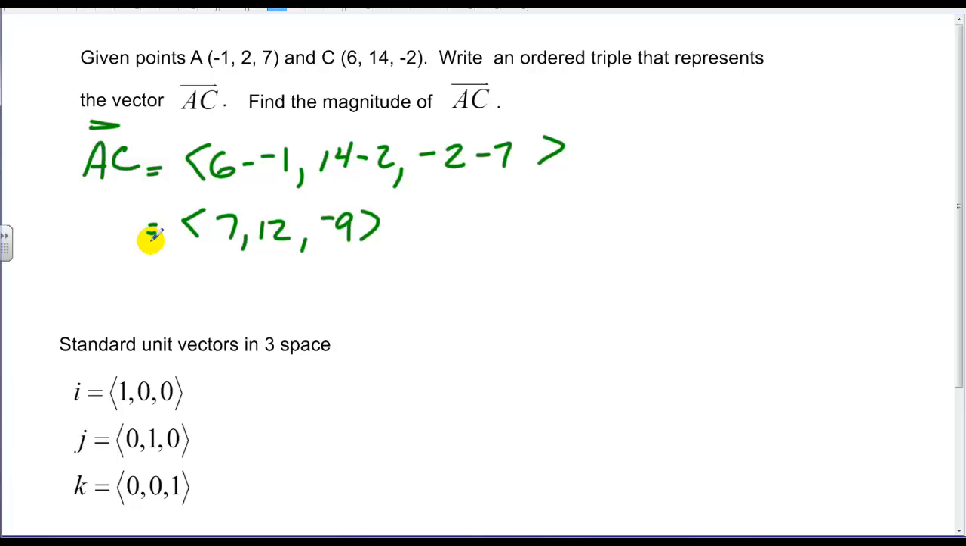Like our two-dimensional vectors, we have these standard unit vectors in three space as well. I represents an x component of 1, J represents a y component of 1, and K represents a z component of 1 in our three-dimensional plane.